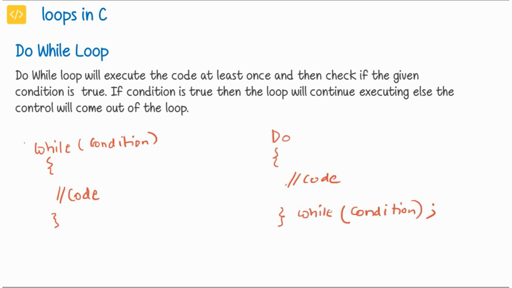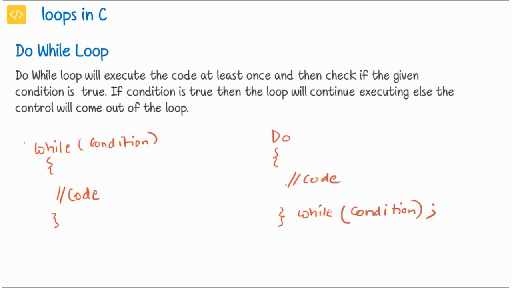Do while loop. What we observed in while loop is that during execution in while loop, the condition is checked first and then the code is executed. So basically, if the condition is true, then the code is executed, else the code will not execute, the control will come out of the loop.